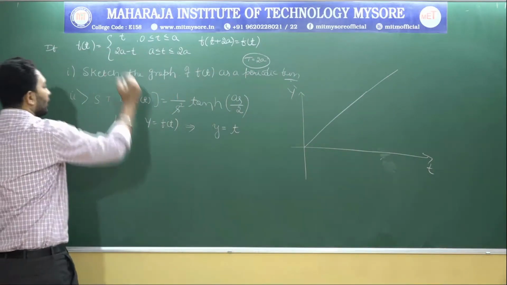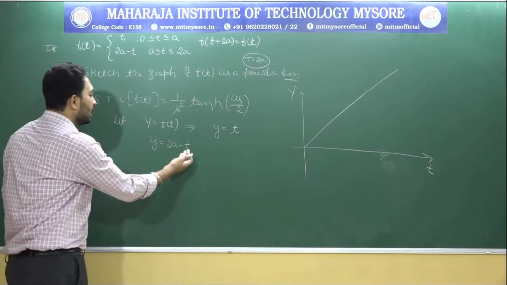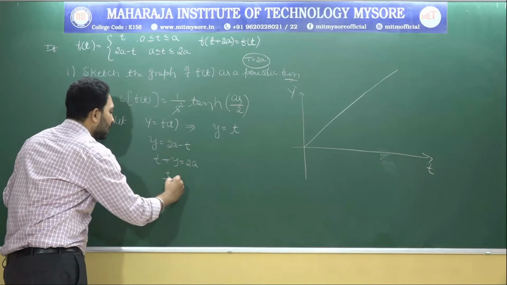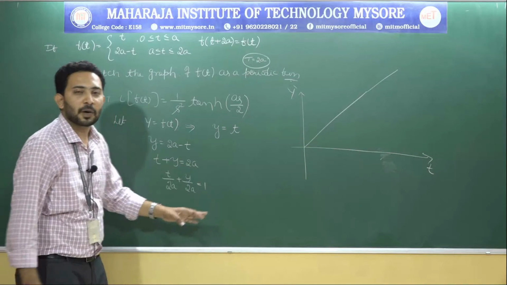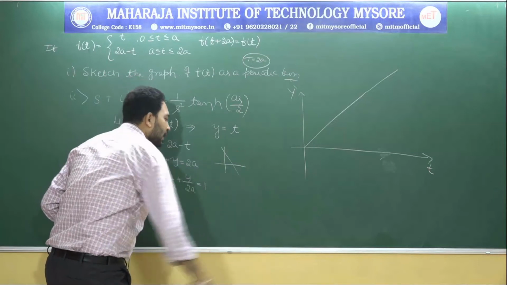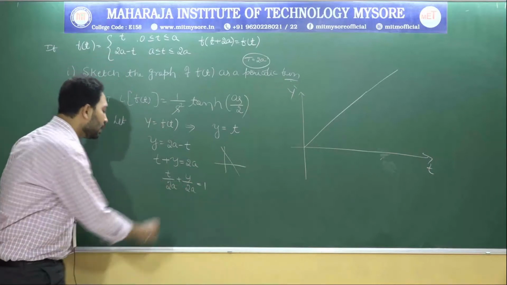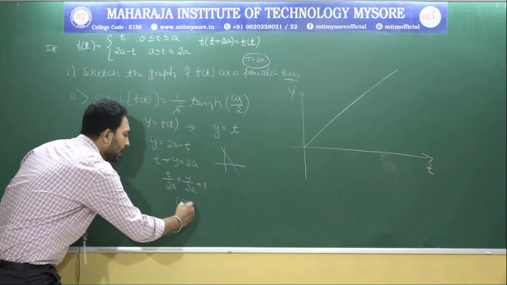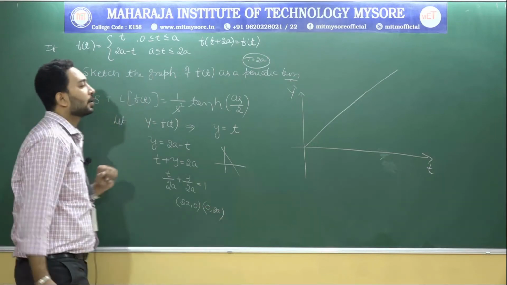Then we have one more, that is y equals 2a minus t. What is y equals 2a minus t? I will take this t to here, t plus y equals 2a. It is nothing but t divided by 2a plus y divided by 2a equals 1. It is in the form of x by a plus y by b equals 1, which is also a straight line. So here t by 2a plus y by 2a equals 1 is nothing but a straight line with the points 2a comma 0 and 0 comma 2a.